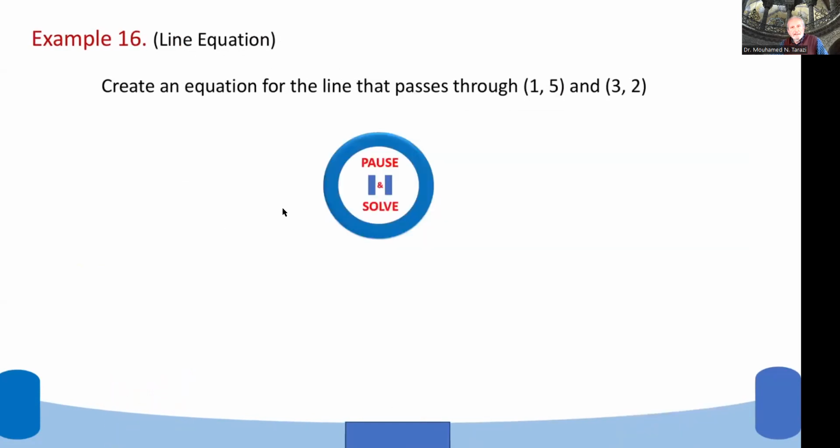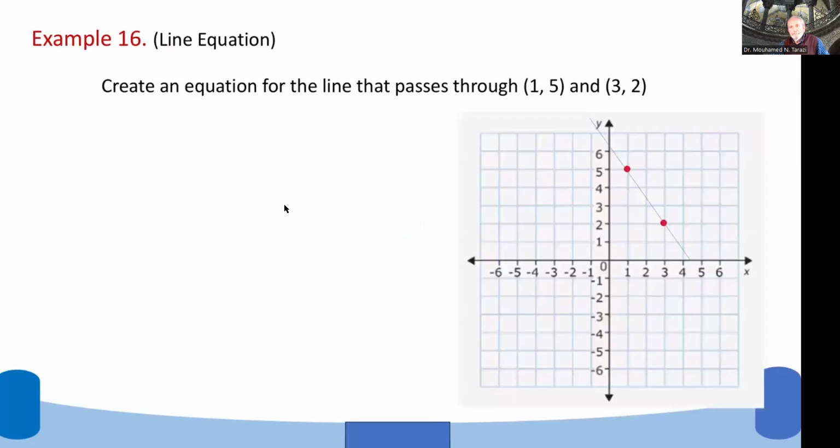Another example, create an equation for the line that passes through (1, 5) and (3, 2). Okay, if you draw it, you get this kind of figure here. Now, I know the slope is negative. It's going down. Now, I can't really guess this point here. I have to do some calculation now. The slope is, here's the ratio, 1, 2, 3, 2, and negative 3 over 2.